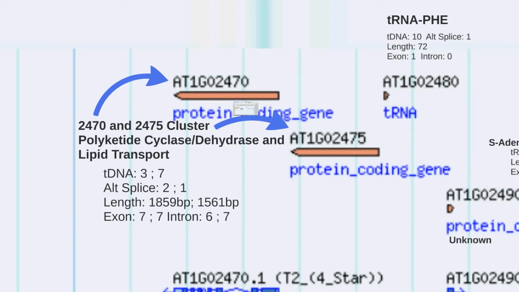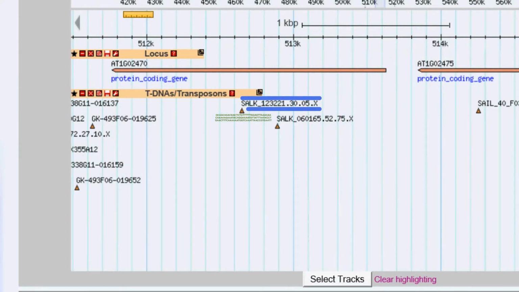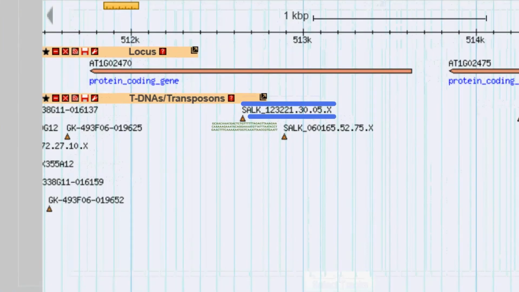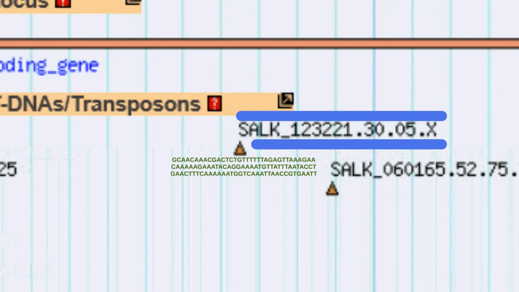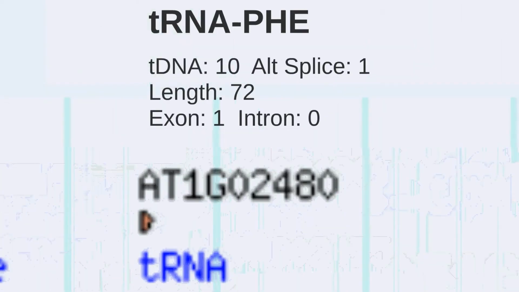Zooming into this cluster, we can see that 2470 has 3 tDNA inserts, one of which is the SALK 123221. You can see its flanking sequence here, which we could use if we want to investigate this gene's function further. This gene codes for a tRNA, which is a transfer RNA, not a transposon.